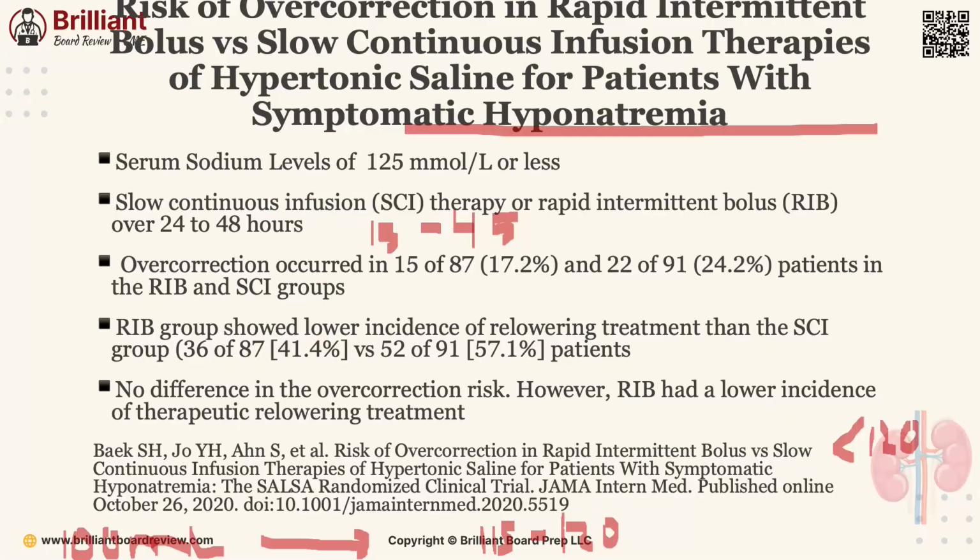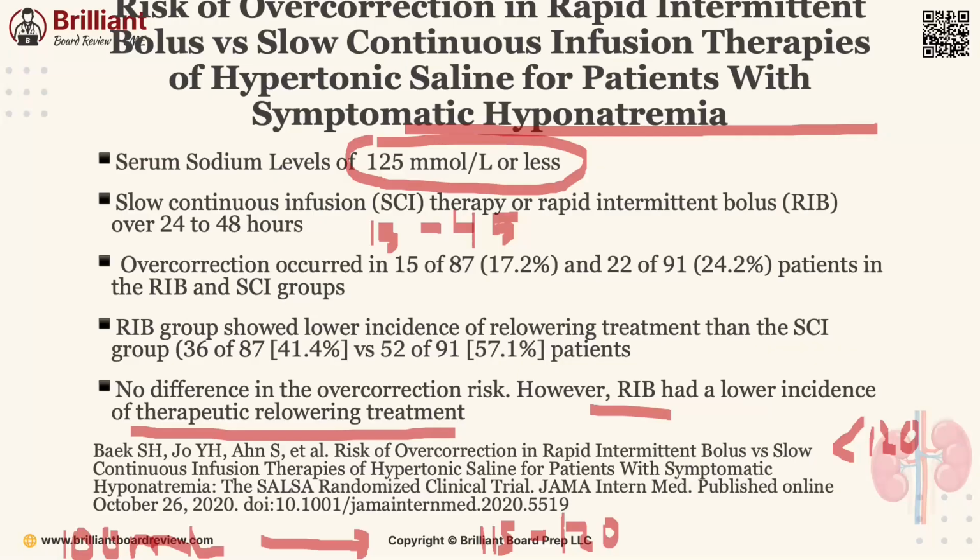Now, they really showed no difference in overcorrection risk. However, the rapid intermittent bolus had a lower incidence of therapeutic relowering treatment, meaning that you were able to get to your number and you didn't have to correct your overcorrection. And this is for serum sodiums of 125 millimolar or less. These are things to think about.